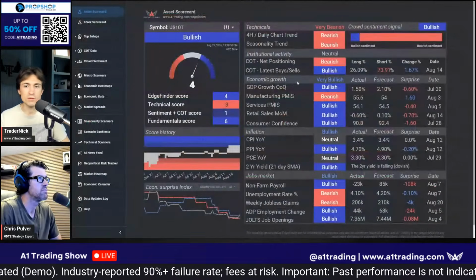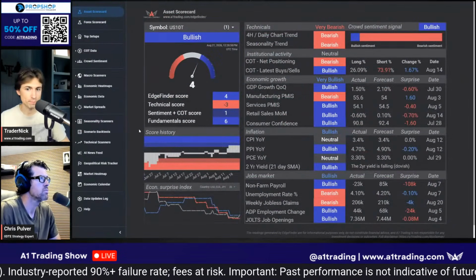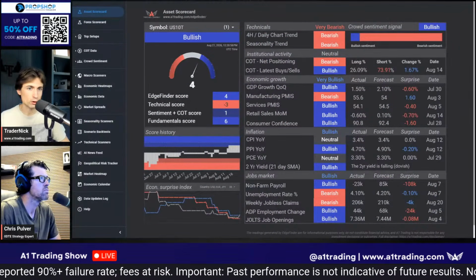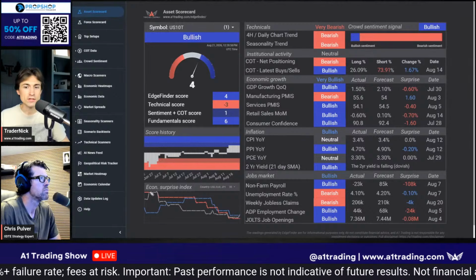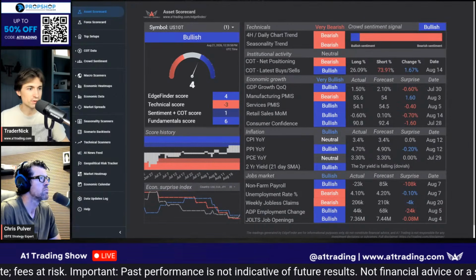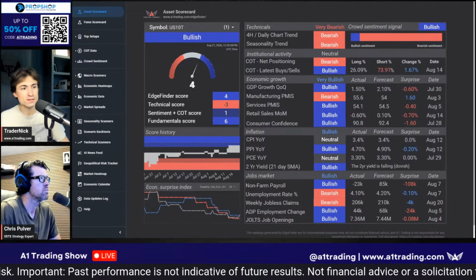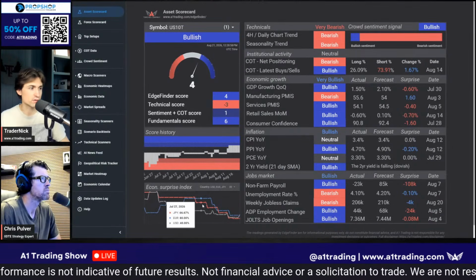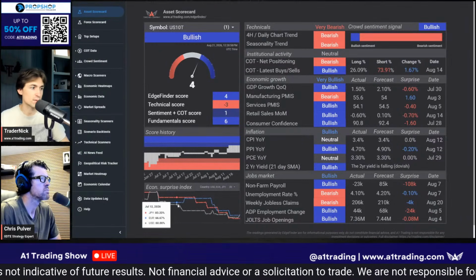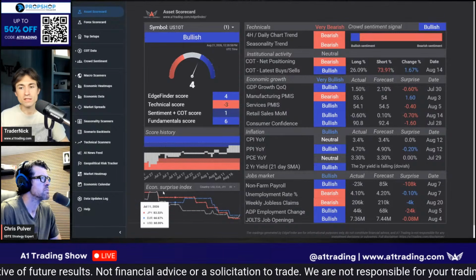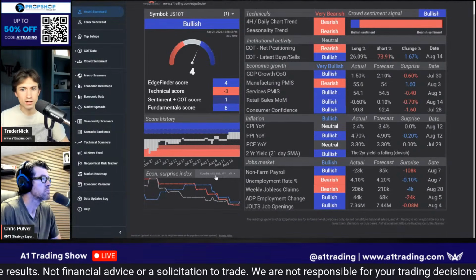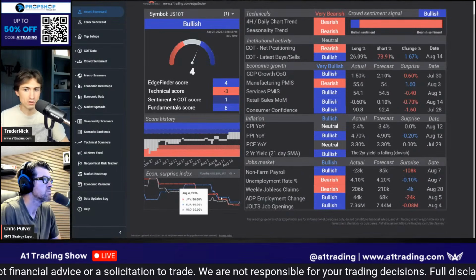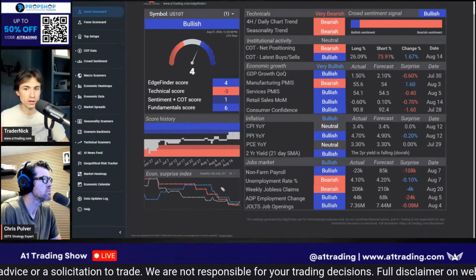I have a fun chart here we added to our main scorecard on Edgefinder. This is economic surprise index figures, which I'm sure you're familiar with, like Citi's, for example. We've built our own. It's all of Edgefinder's economic data and whether it's been beating or missing. And what we can see here is the US, Europe, and Japan. All of them have been trending lower.